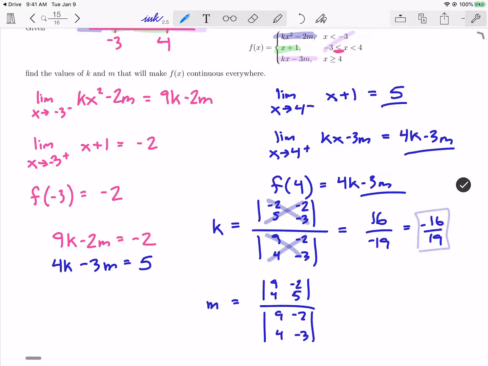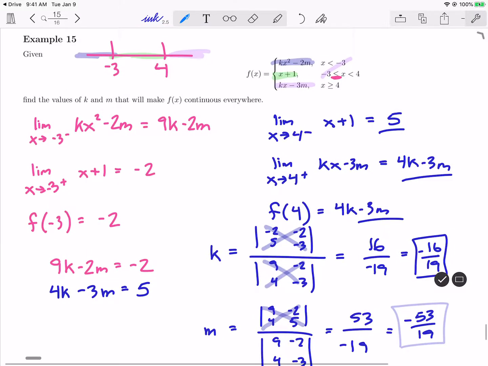And then for m, I do the same thing. I'm going to get negative 19 again in the denominator. And then in the numerator, 9 times 5 is 45, minus a negative 8. So 45 plus 8 gives me 53. So I get that m is equal to negative 53 over 19.